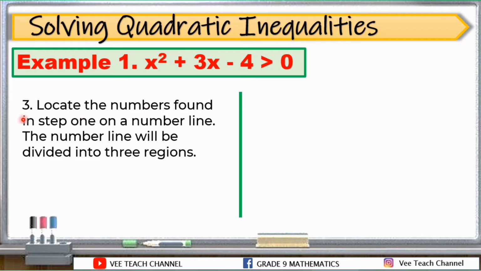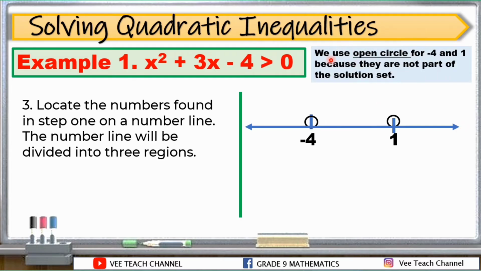So, after nating makuha ang ating roots, next is locate the numbers found in step 1 on a number line. The number line will be divided into 3 regions. So, ilagay natin sa number line or i-plot natin sa number line yung answer natin. Negative 4 and positive 1. Again, saan nakuha yung negative 4 and 1? Bakit ayan yung number na ginamit natin sa ating number line? Yan kasi yung nakuha nating roots dun sa ating quadratic equation kanina. Kaya yan yung gagamitin natin.